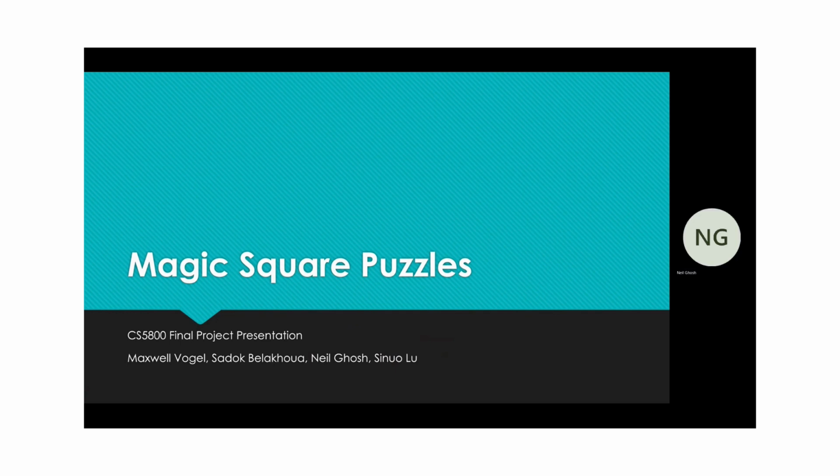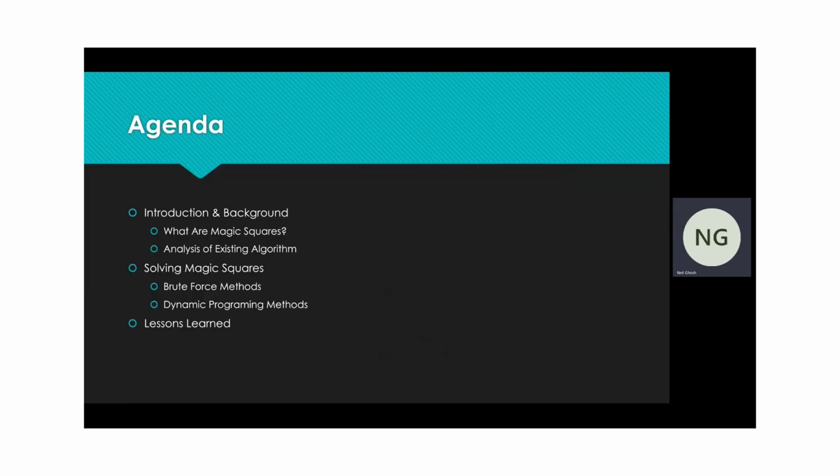Hi everyone. Our algorithms final group project is going to be on magic square puzzles. We're going to be talking about what magic squares are. We're going to analyze what existing algorithms solve magic squares and some of the unique algorithms we tried to come up with to solve both a magic square from scratch and a partially filled magic square.